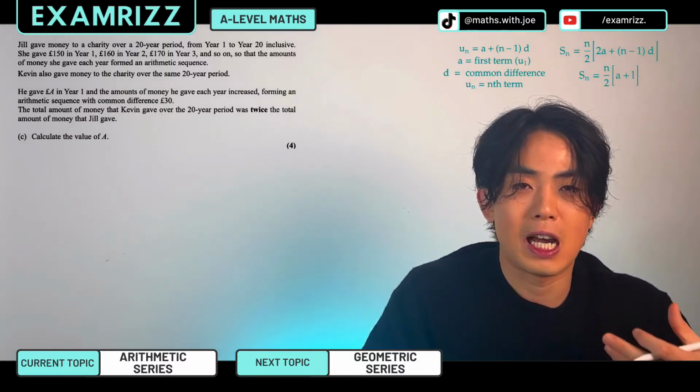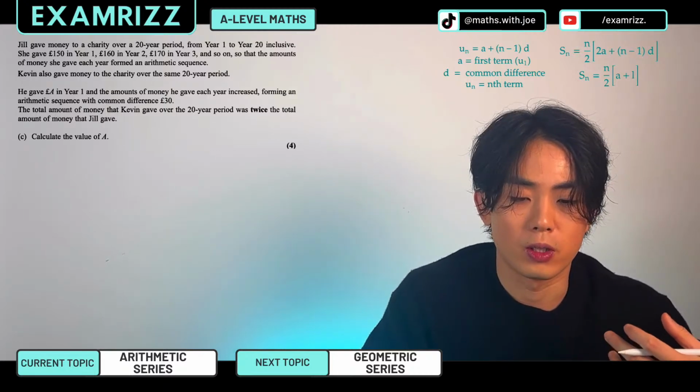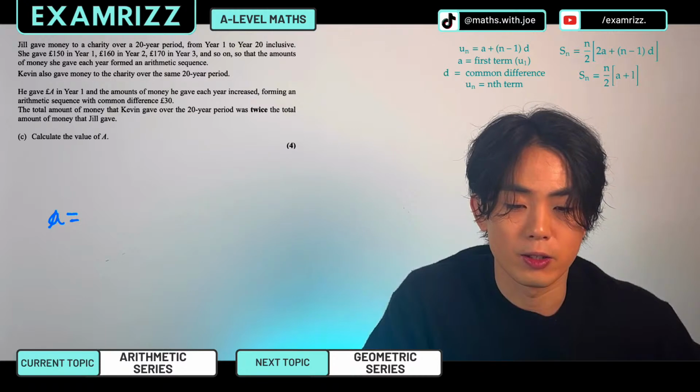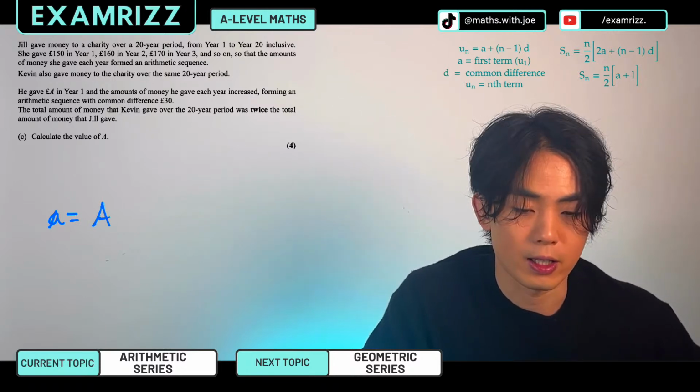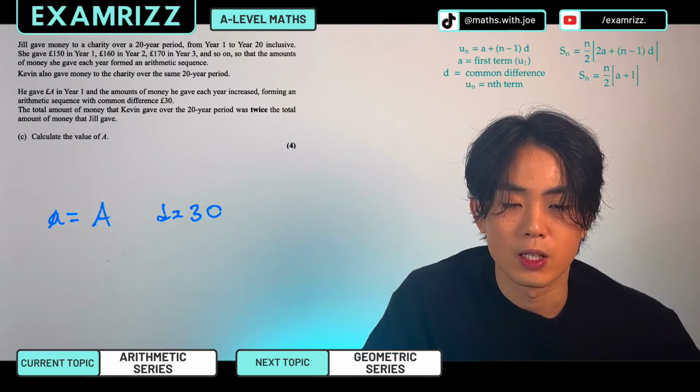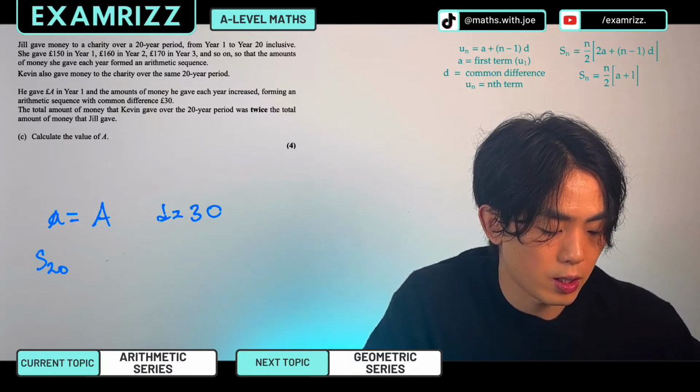So we've got a new arithmetic sequence representing Kevin's model. For Kevin's model, his initial amount he gave was capital A, and his common difference was increasing by £30 each year. So if I want to work out the sum for S20, it's simple again.